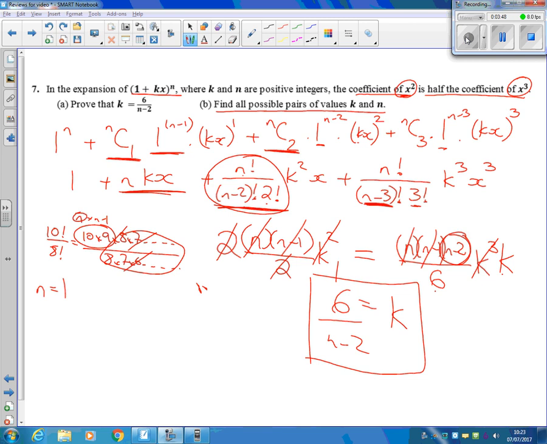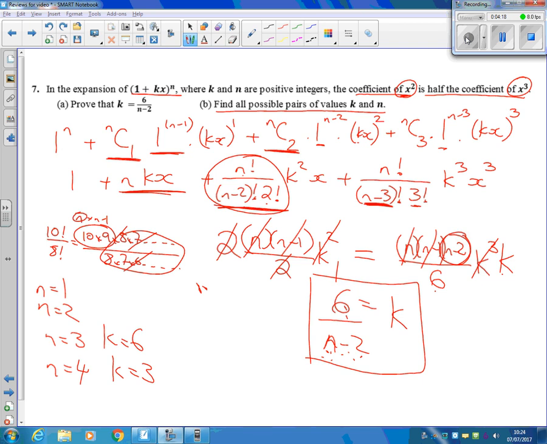If n is 1, well, that doesn't work, does it? Because you can't have that. n is 2 would make this 0 on the bottom, so we can't have that. n is 3, well, that's okay. 3 take away 2 is 1. That gives us k equals 6. So there's a possible answer. n equals 4, that works as well. 4 take away 2 is 2. 6 divided by 2 gives k is 3.